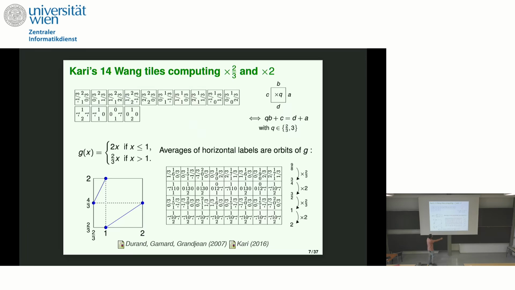And then you observe that something is happening here. You multiply by 2/3, or by 2, and then by 2/3, by 2, and so on. Okay? What's happening is this. If you look at an infinite tiling, and this was proved in Durand, Gamard, Grandchamp, in any tiling with these tiles, the average is well defined, and the computation follows the map G.